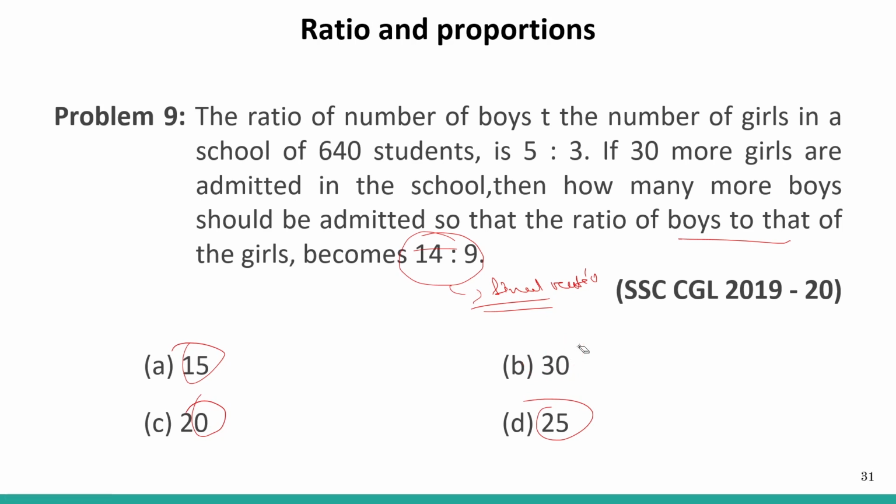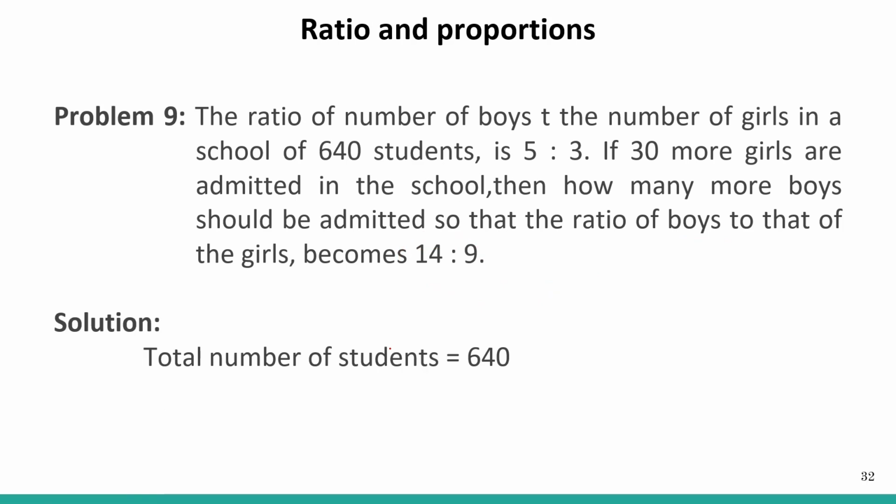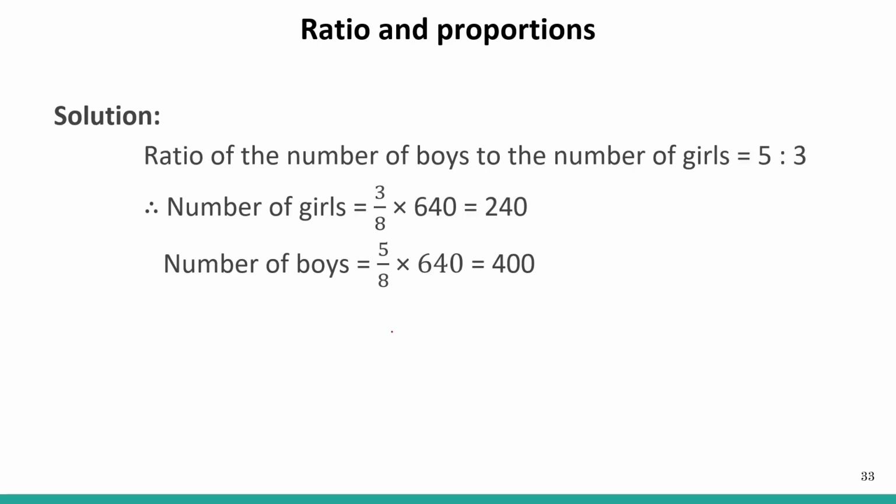Let's see. This question has been asked in the SSC CGL 2019-20 exam. So this is a very standard problem. Let's see how to solve this. Let the given total number of students be 640. So the ratio of the number of boys to the number of girls is 5:3.